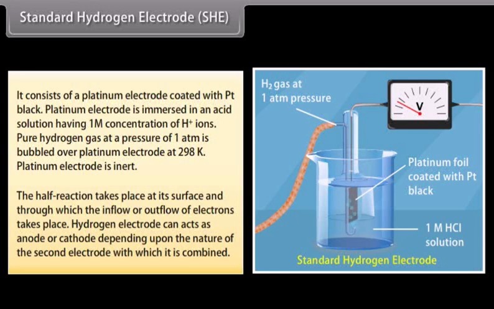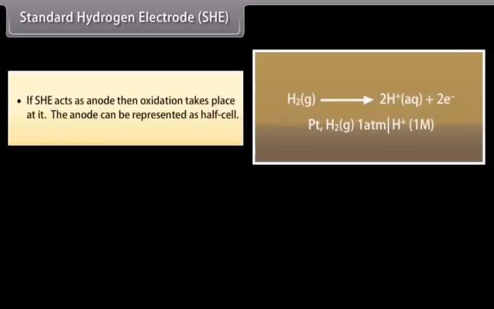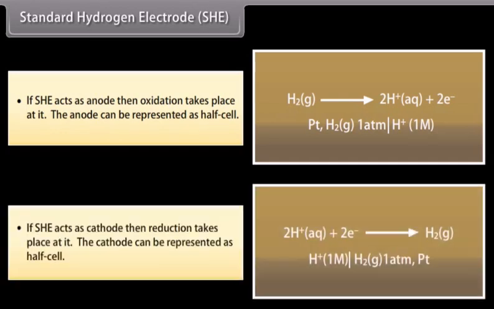Platinum electrode is inert. The half reaction takes place at its surface and through it the inflow or outflow of electrons takes place. Hydrogen electrode can act as anode or cathode depending upon the nature of the second electrode with which it is combined. If SHE acts as anode, then oxidation takes place at it. The anode can be represented as a half cell. If SHE acts as cathode, then reduction takes place at it. The cathode can be represented as a half cell. The electrode potential of standard hydrogen electrode is taken as 0.